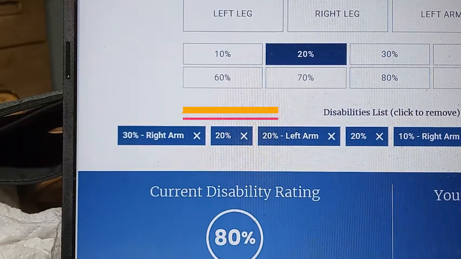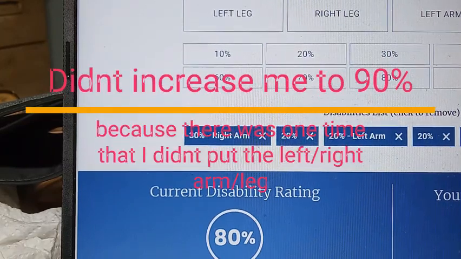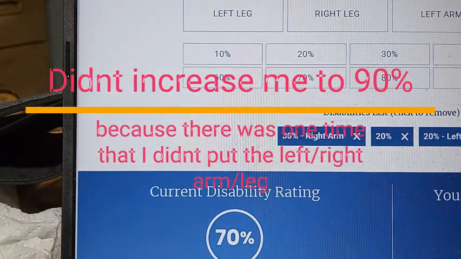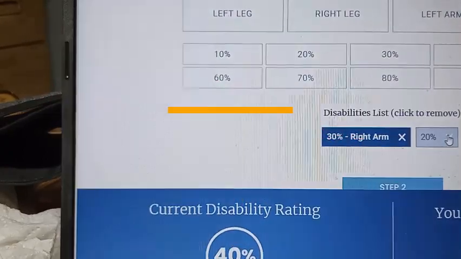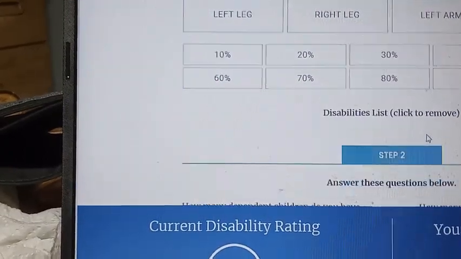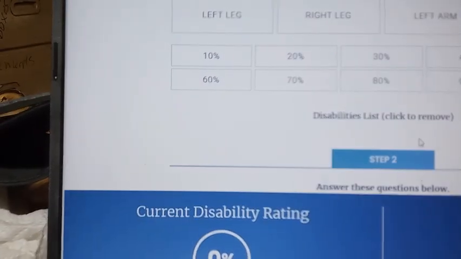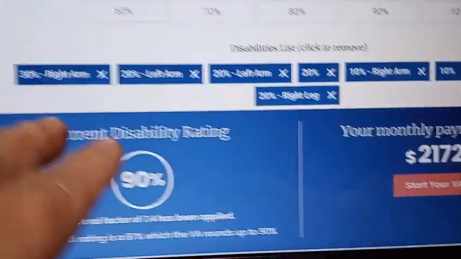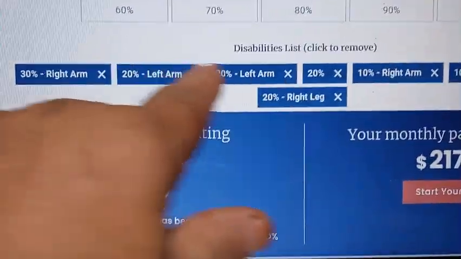I want to delete all this stuff, and I'm going to start from scratch. It's hard for me to talk and chew gum at the same time. So stand by and let me add all that stuff back up. So here I am. I'm at 90% with all those issues.